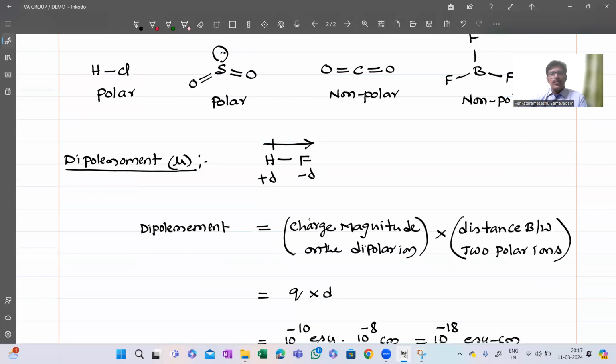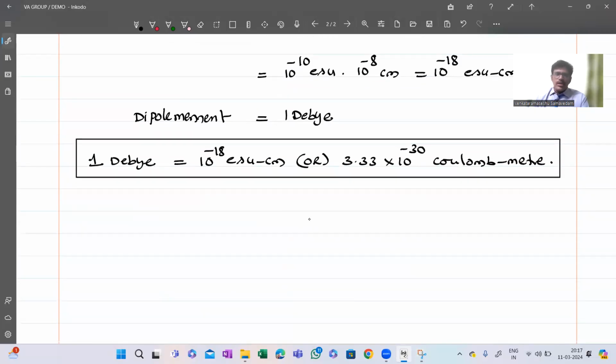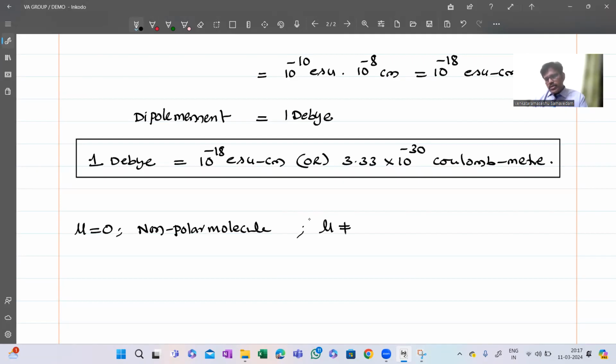This is about dipole. So based on this, if you got the mu value which is equal to 0, then the molecule is a non-polar molecule. If the mu value is not equal to 0, then only the molecule is a polar molecule.